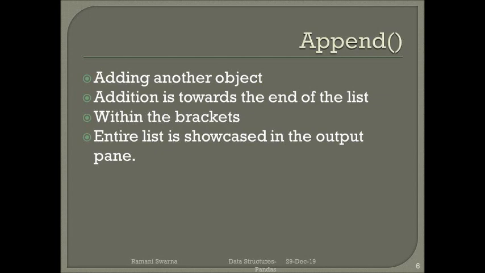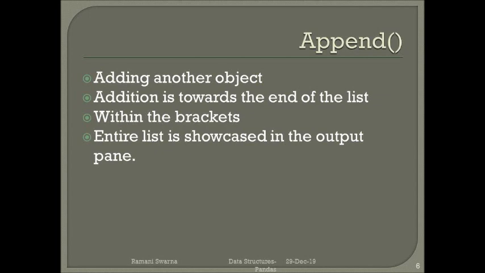Remember that when we are appending something to a given list, the object would be added and present towards the end of the list that I have created. It is always within the brackets, not outside the brackets. Remember this one. The entire list is showcased in the output pane, which we are going to check out.